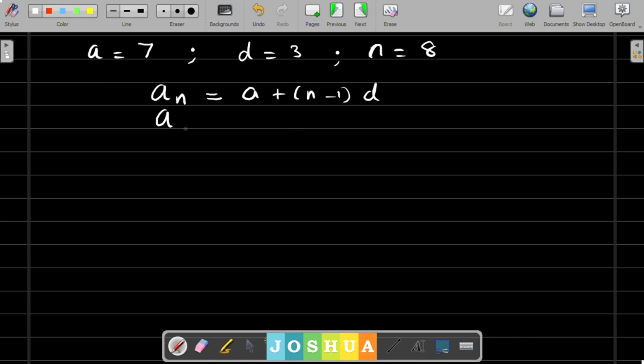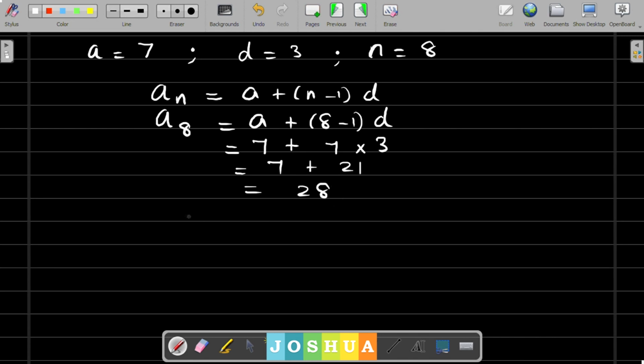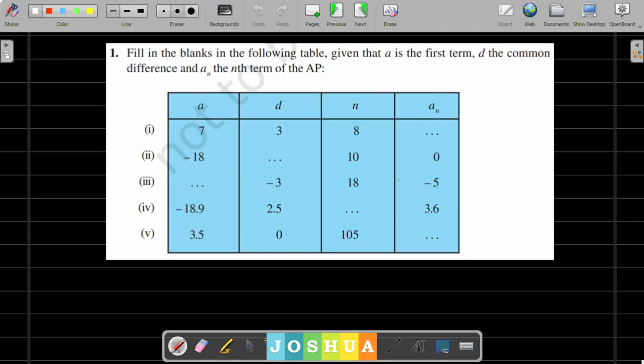So the formula we know already is an = a + (n - 1)d. In this case I am going to find a8, that is equal to a + (8 - 1)d. Now I am going to substitute the value of a is 7, and 8 minus 1 is 7, and d here is 3. So the answer is 7 plus 21, that is equal to 28. So the 8th term of the given AP is 28. Okay, this is the first sum. So here you can write the answer 28.